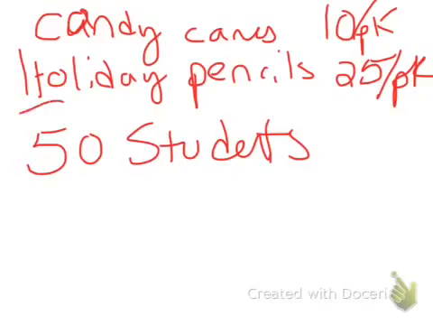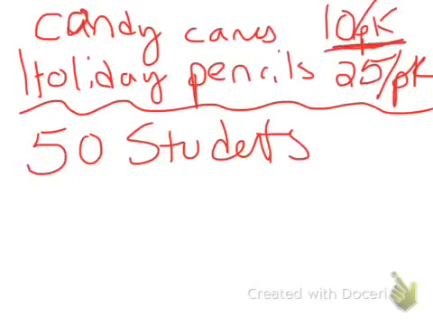If there are 50 students in class and we are going to do a holiday party, and I'm going to give out candy canes and pencils to each student, one candy cane and one pencil for each student. Candy canes come in packs of 10, and holiday pencils come in packs of 25. If I want to buy one for each student, how many packs of candy canes do I need to get, and how many packs of holiday pencils? This is just like problems 1 and 2 on the test tomorrow.